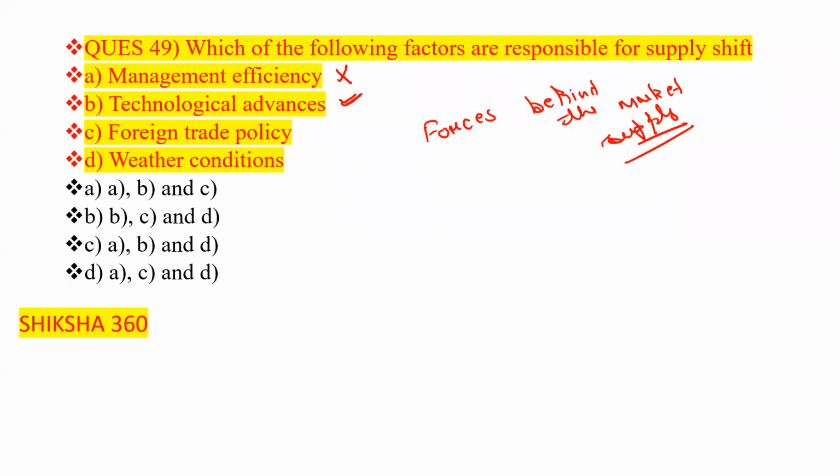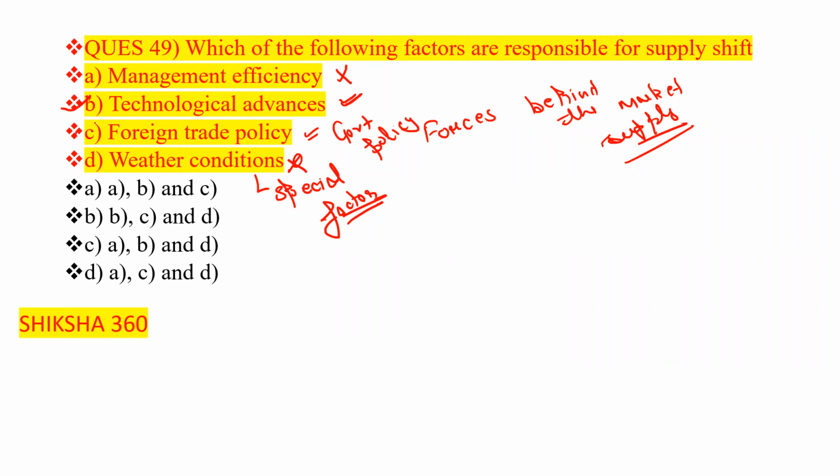Weather conditions also come under that, but we have to relate it under the special factors. Weather conditions are under the special factor, like the influence on farming or the agro industry, that is irrigation techniques. And foreign trade policy comes under the government policy.